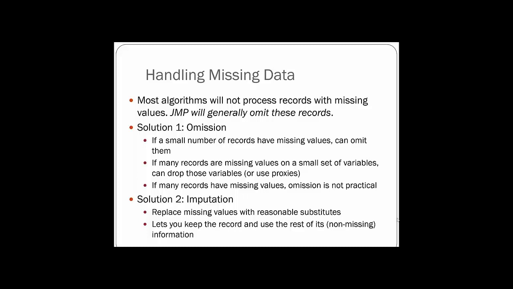Handling of missing data is a very important part of data mining. There are two solutions that typically are used. The first one is done when the number of records having missing values is relatively small. And when that happens, a simple omission of the missing record is all that needs to take place.